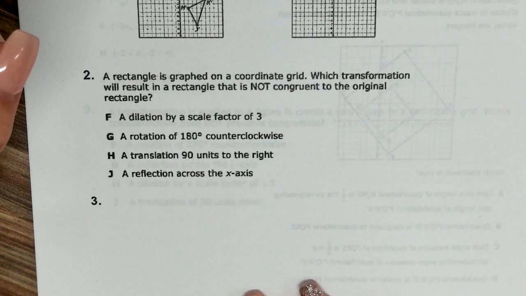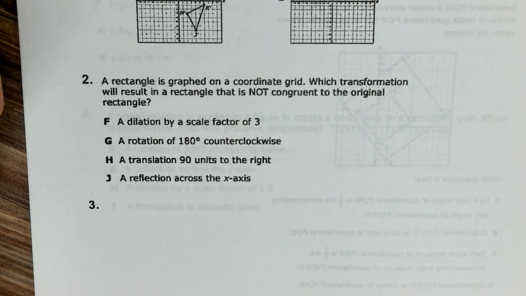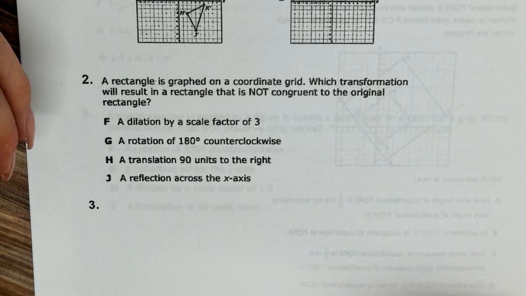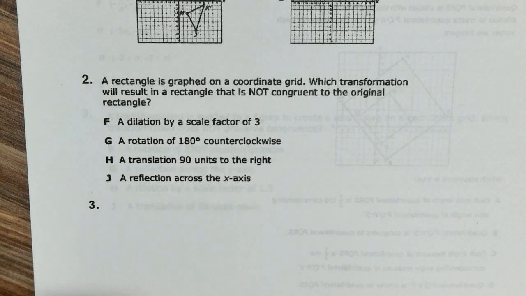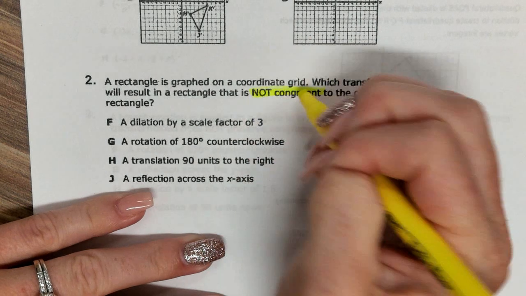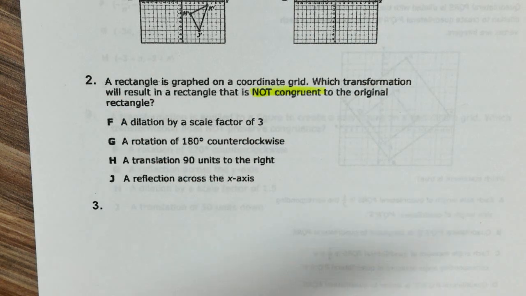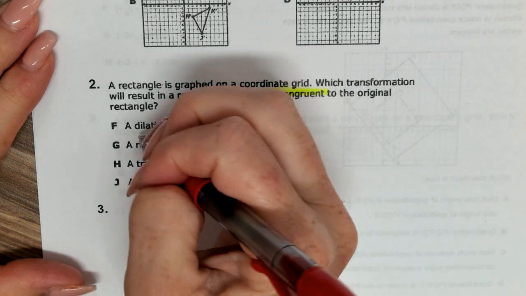Number 2. A rectangle is graphed on a coordinate grid. Which transformation will result in a rectangle that is not congruent? What's the only thing that does not preserve congruence? A dilation.